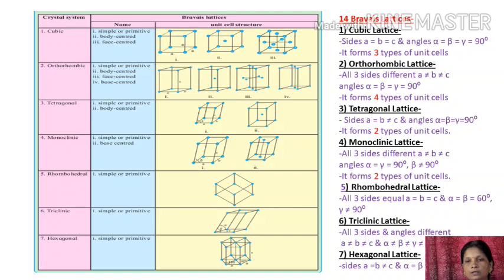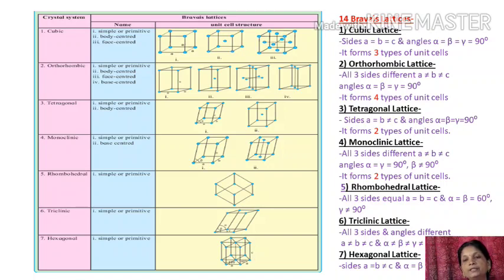Tetragonal lattice: the side a is equal to b but not equal to c. The angles alpha, beta, gamma are equal to 90. It forms two types of unit cell. The fourth one is the monoclinic lattice. All three sides are different, a is not equal to b is not equal to c. Angle alpha is equal to gamma is equal to 90, but beta is not equal to 90. It has two types of unit cell. The fifth one is the rhombohedral lattice, in which all three sides are equal, a is equal to b is equal to c, and alpha is equal to beta is equal to gamma, not equal to 90 degrees.